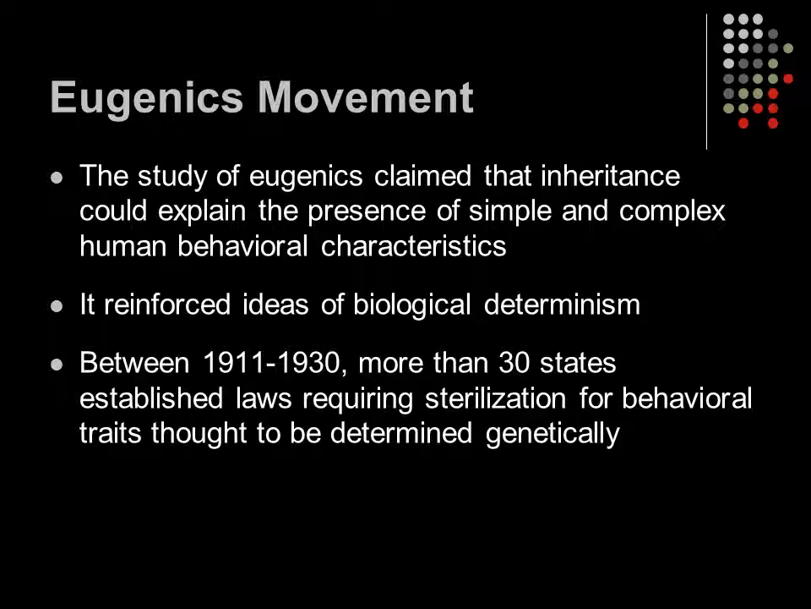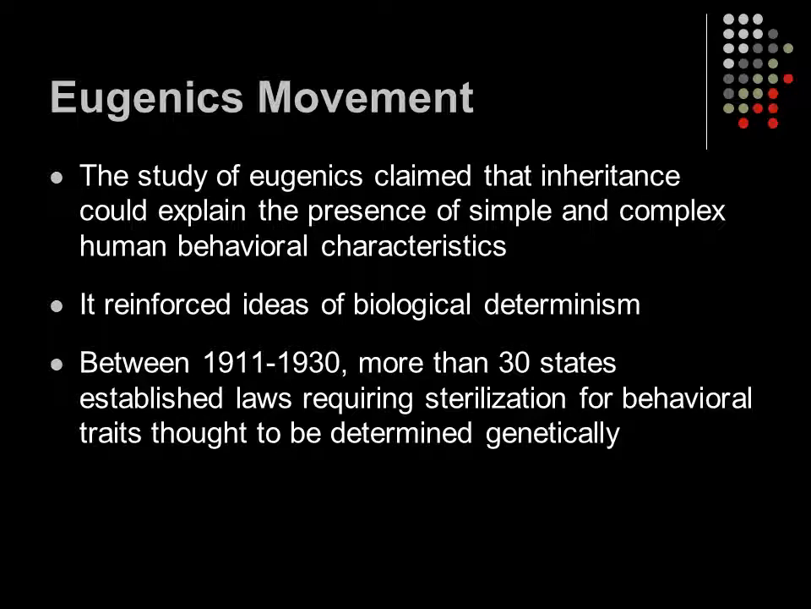Another problem that has arisen out of all this is what we call the eugenics movement. This really argued that genetics could explain most human behavior, including crime. So if you were a criminal, the idea is that, well, that's an inherited trait. Now, we know today that there really is no such thing as inherited criminality. You can inherit traits from your parents that might make you more likely to be a criminal, but there is no criminal gene that makes you a criminal.